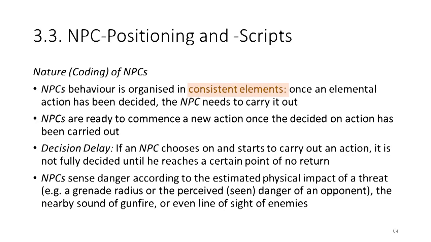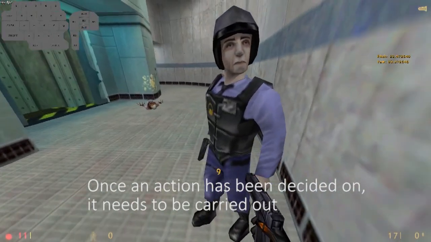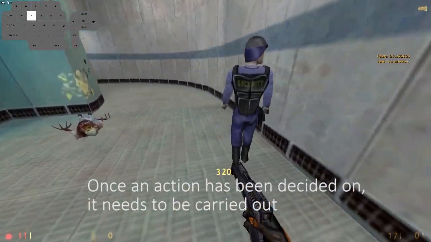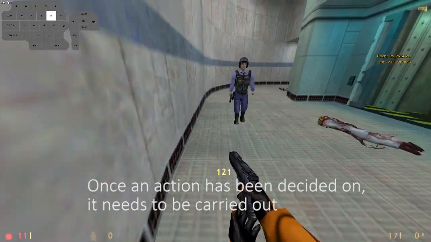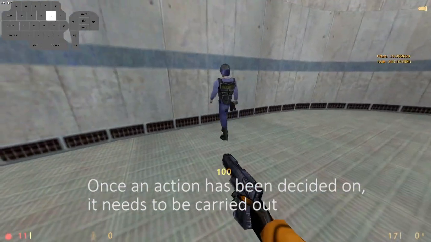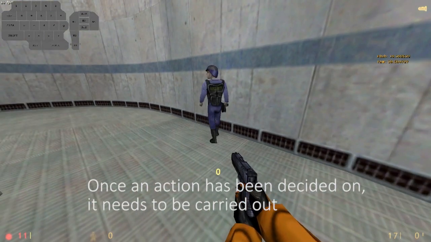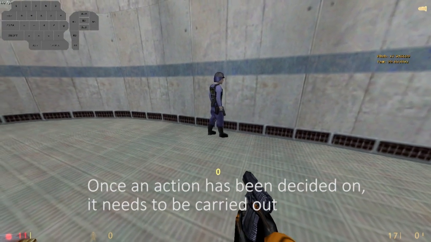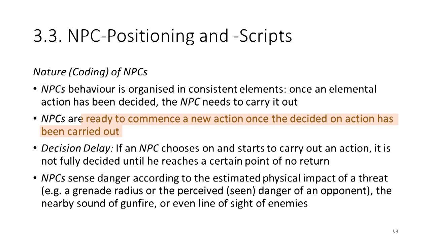NPC's behavior is organized in consistent elements. As you can see here, Barney has decided to go to a point in the map which most likely is too close to the wall to be reached. He repeats his action to go towards the wall in a trial and error mode several times before he gives up his decision and remains where he is.